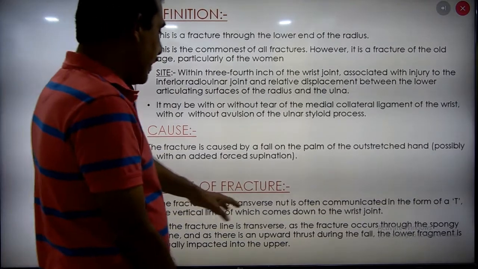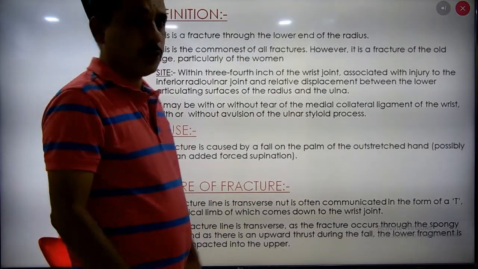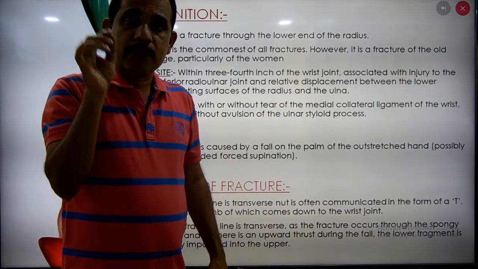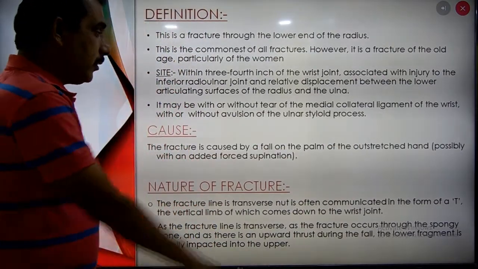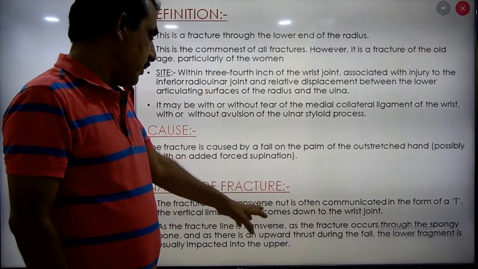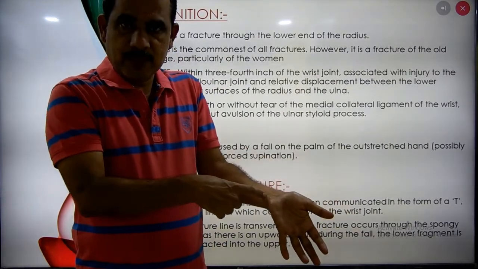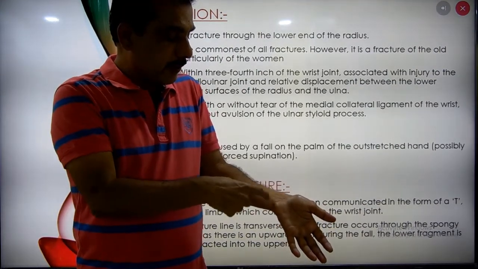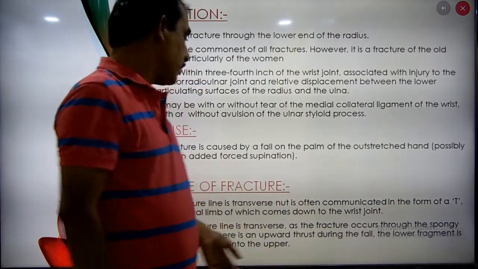Then the nature of the Colles fracture. The fracture line is transverse. It is often comminuted. Mostly it is transverse, but sometimes it gets comminuted, or in the form of a T, where the vertical limb of the T comes into the wrist. Mostly it is transverse, but often it is comminuted, and when comminuted it is T-shaped, with a transverse limb and a vertical limb. The vertical limb extends towards the wrist.